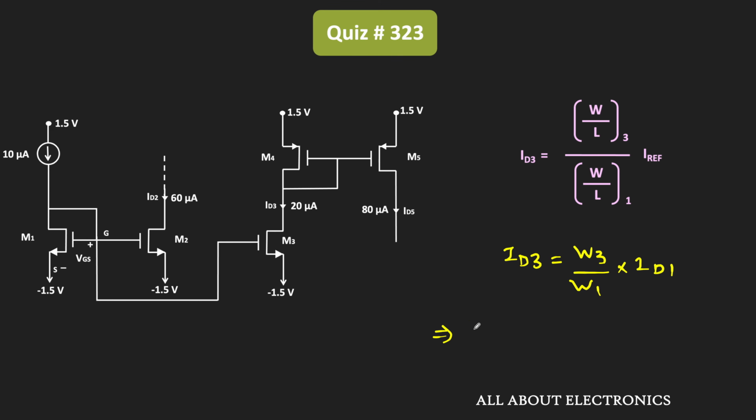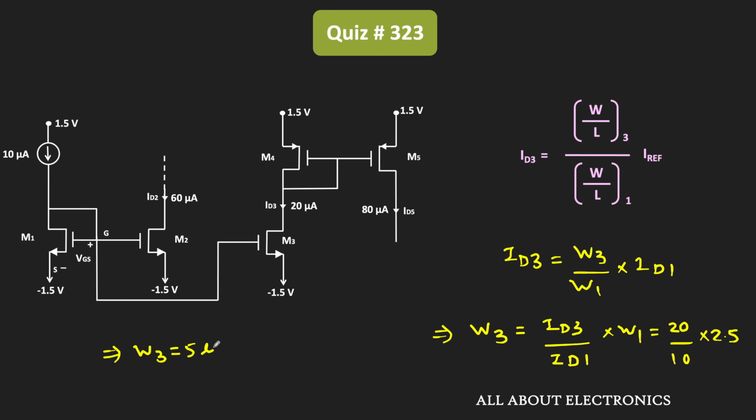Or we can say that this W3 is equal to ID3 divided by ID1 times W1, that is equal to 20 microampere divided by 10 microampere times 2.5 micron. That means this W3 is equal to 5 micron. So in this way, we got the value of the W1, W2 and the W3. Similarly, let us find the value of the W4 and the W5.